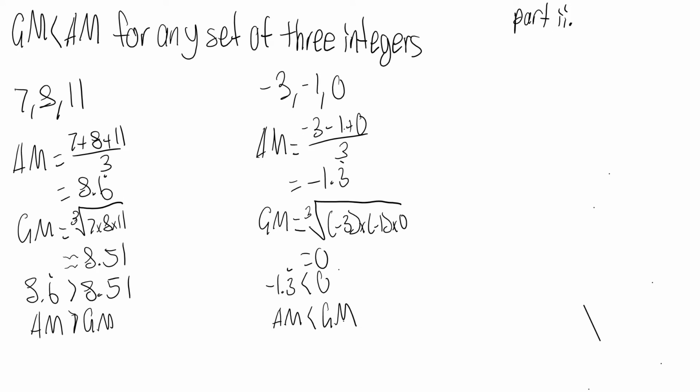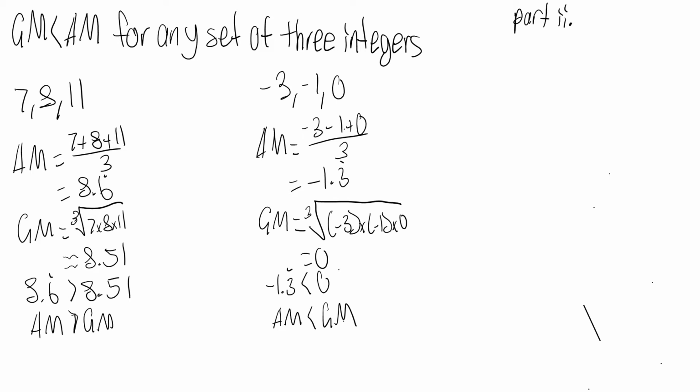Our second statement for the relationship between the means, we have that the geometric mean is less than the arithmetic mean for any set of 3 integers. Again, stressing any as it's saying that it's a for all statement. So using the numerical substitutions of 7, 8, and 11, you have the arithmetic mean equals 8.6 repeater, and the geometric mean is approximately 8.51. Now 8.6 repeater is greater than 8.51, hence the arithmetic mean is greater than the geometric mean, and it proves our statement.